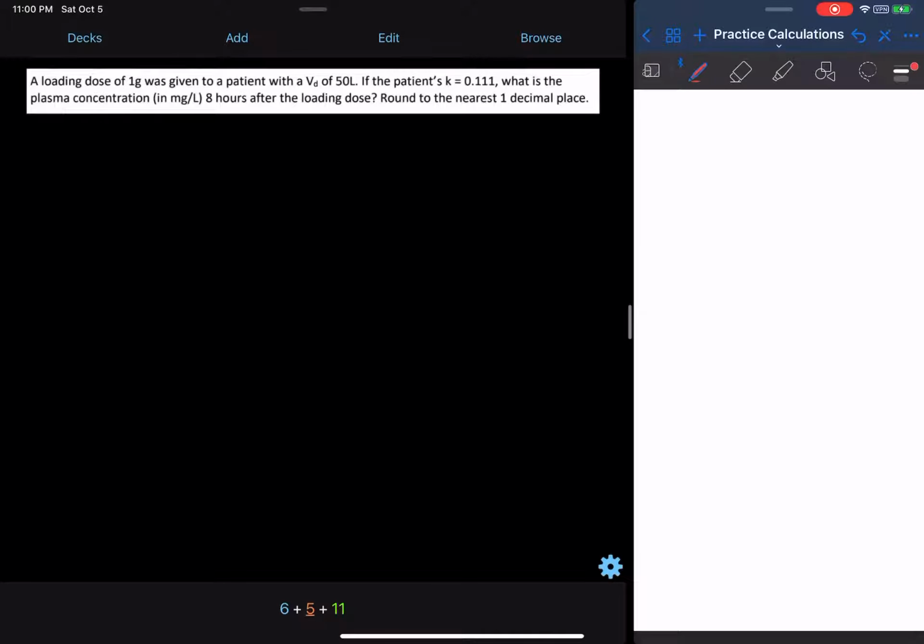Loading dose of 1 gram is given to a patient with a volume of distribution of 50 liters. Patient's K is 0.11. Plasma concentration in milligrams per liter 8 hours after loading dose. One gram.